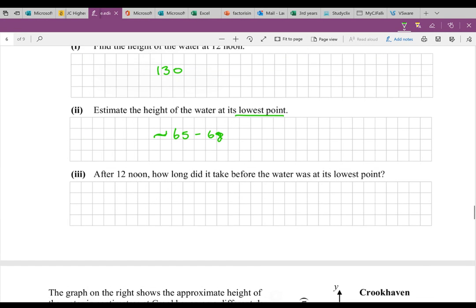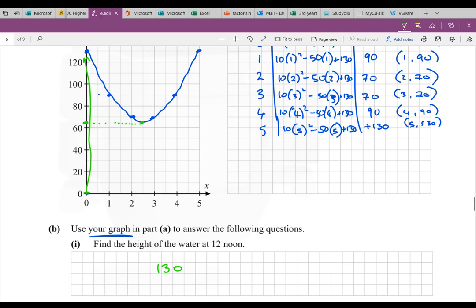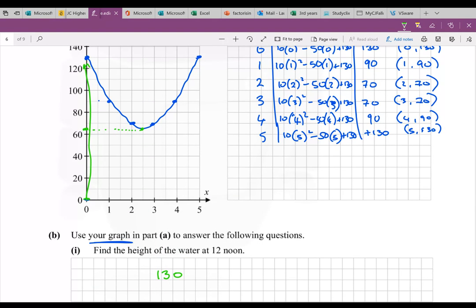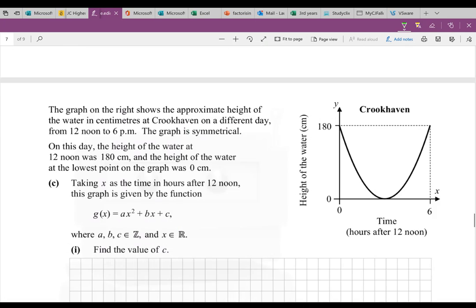After 12 noon, how long did it take before the water was at its lowest point? Well, these graphs are symmetrical, so exactly halfway down the graph is here. So 1 hour, 2 hours and a half. So 2 hours, 30 minutes. Okay, or I could have said 2.5 hours.